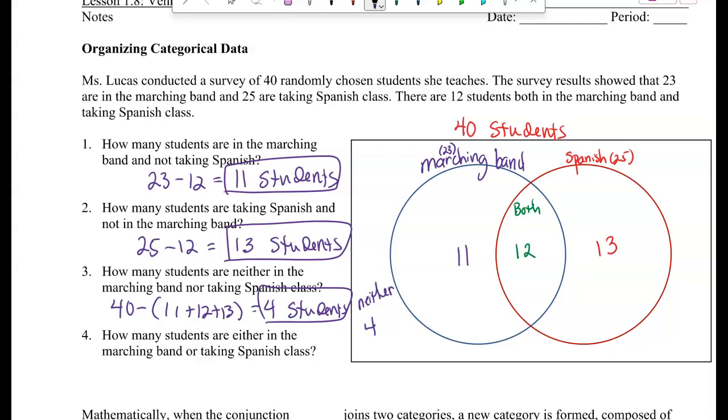How many students are either in marching band or, now this is a different word, or taking Spanish class? That are in marching band or taking Spanish class? You said 24? All right, so you got 24. Where'd you guys get that? It's or. So it's either or. Here's where it's the kicker.